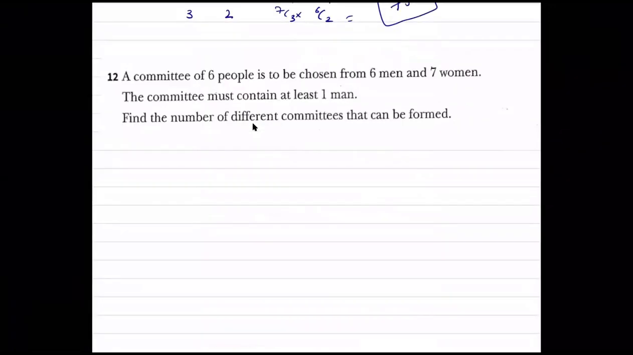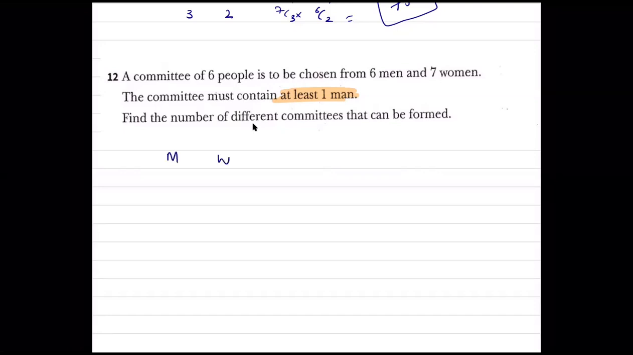A committee of 6 people is to be chosen from 6 men and 7 women. The committee must contain at least one man. There could be more men, but कम से कम एक होना चाहिए. The committee cannot be formed with all the women. इस question का मतलब ये है. So 0 men is not a possibility in that. At least one man should be there. So find the number of different committees that can be formed.